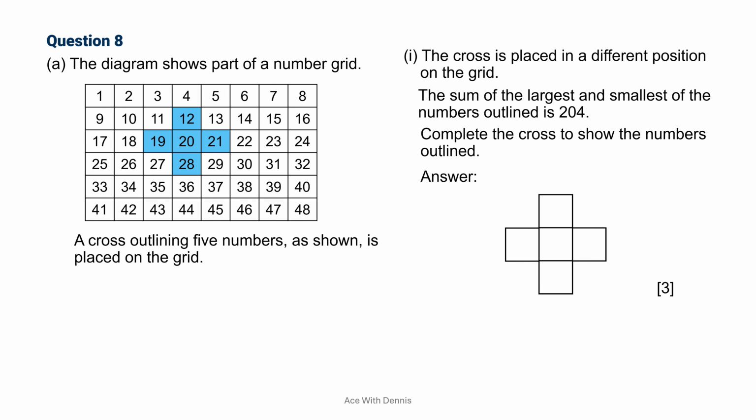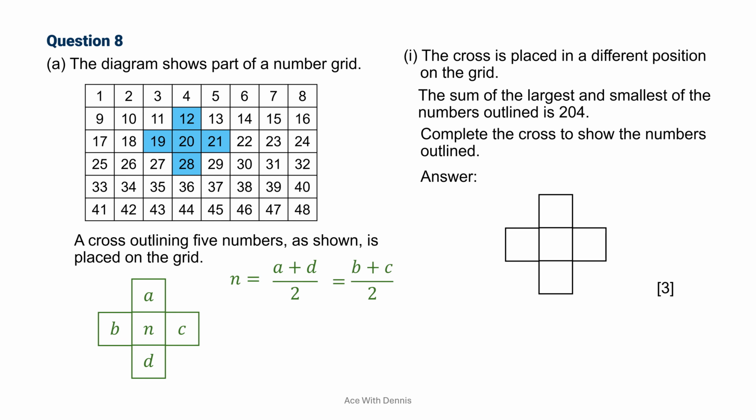3 marks. Alright, so before we get the answer, let's study the number grid. So this is the cross outlining the 5 numbers. Let n be the middle number. And the number at the top is A, the number at the left is B, the number at the right is C, and the number at the bottom is D. And we can see that n equals (A plus D) over 2 or (B plus C) over 2.